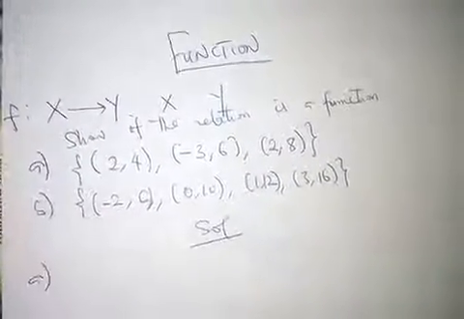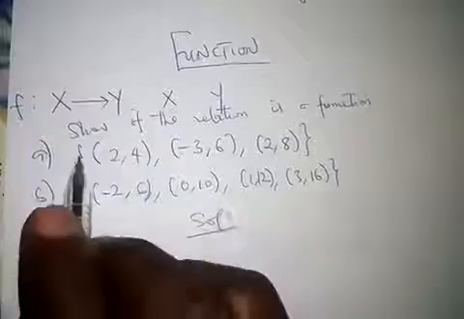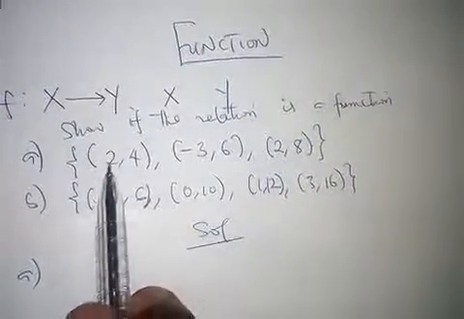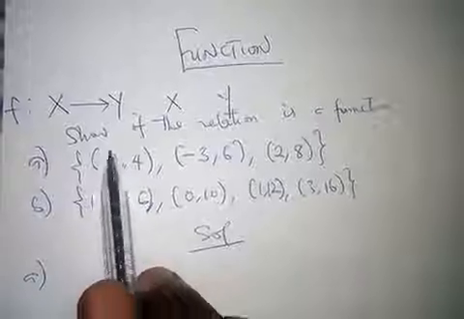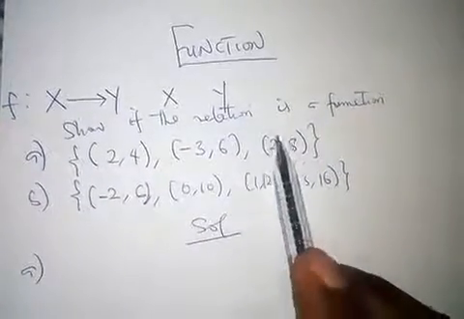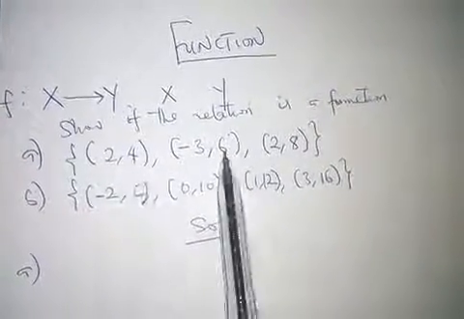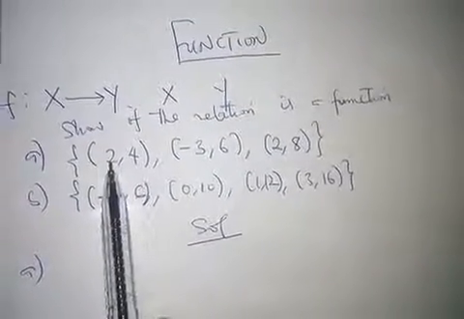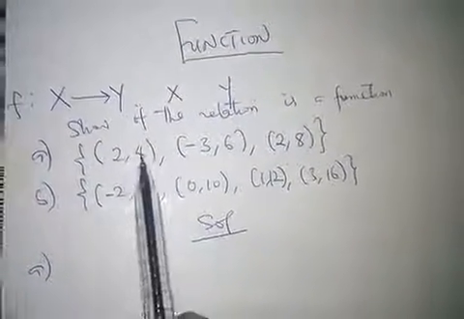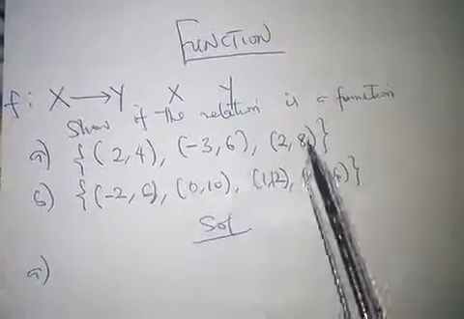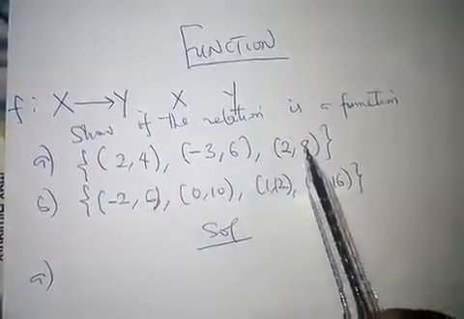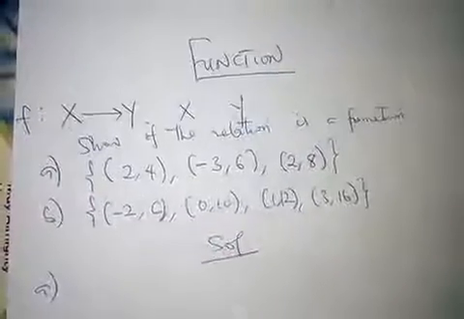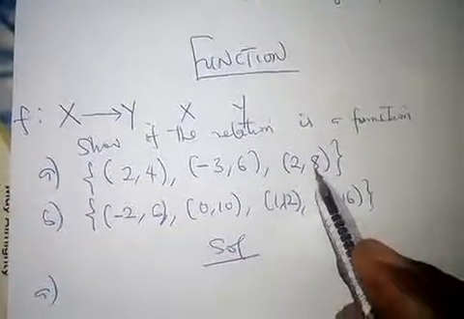Solution for the first one. This is the first one. Let's check. You have inputs. All these are the inputs. Then these are the outputs. Now we have this one input produce 4. That means 2 produces 4. Minus 3 produces 6. Then 2 produces 8. So we have 2 and 2. That means 2 produced 2 values, which is 4 and 8.